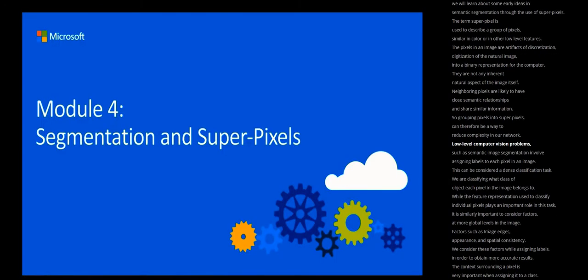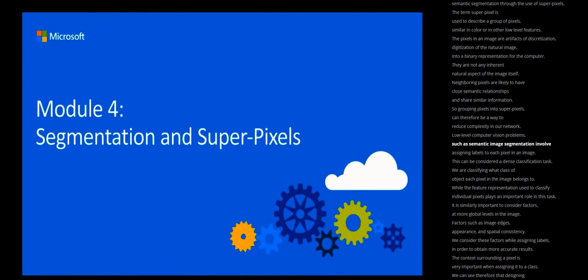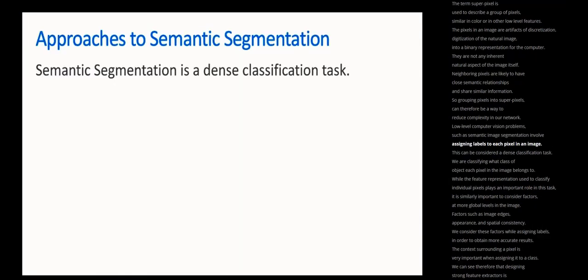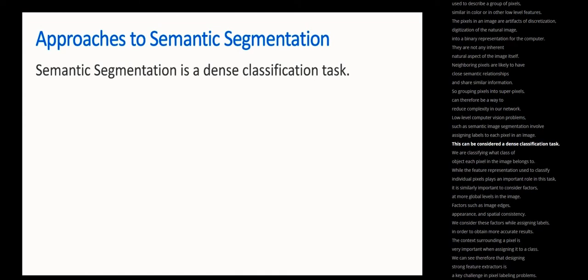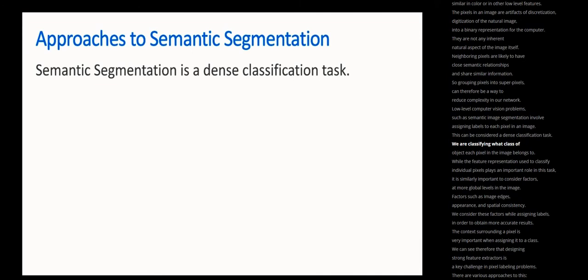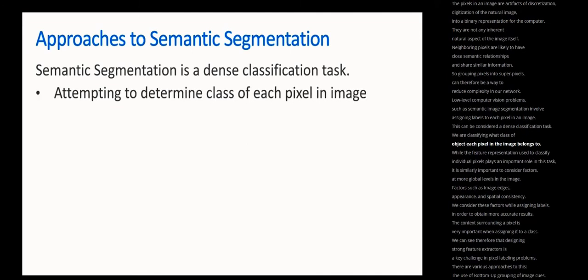Low-level computer vision problems, such as semantic image segmentation, involve assigning a label to each pixel in an image. This can be considered a dense classification task. We are classifying what class of object each pixel in the image belongs to.